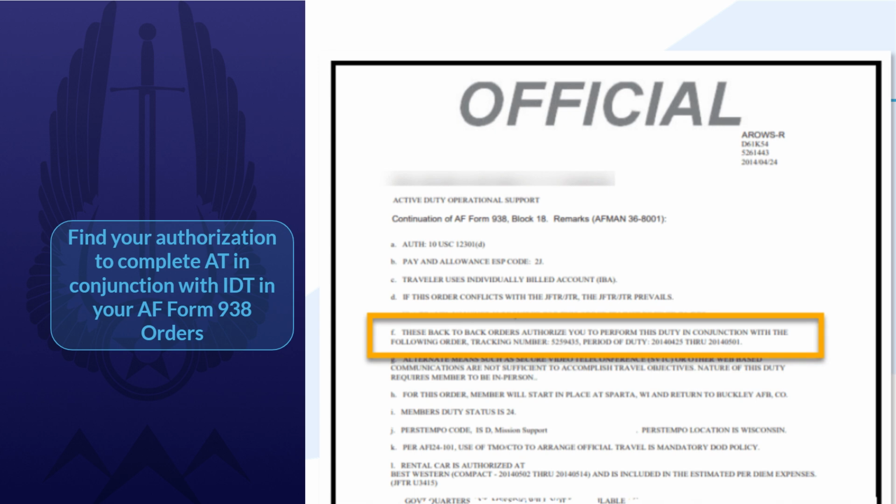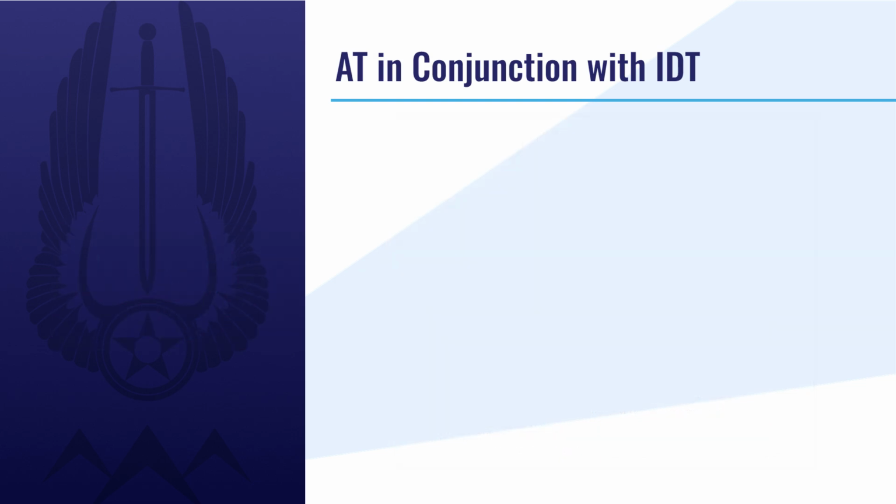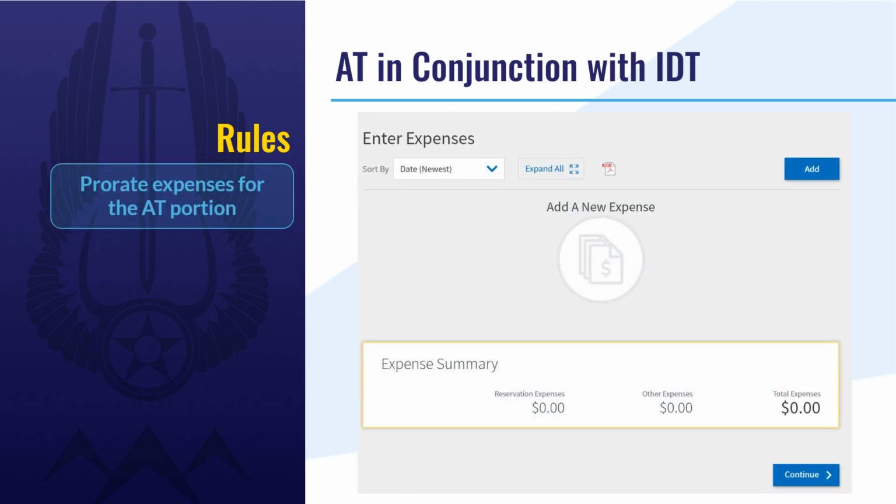Looking at letter F, you can see this IR has received authorization to complete these AT orders, back-to-back with IDT orders. For annual tour in conjunction with an active duty training, IRs should be familiar with these unique steps and rules. When you combine AT with IDT orders, you are allowed certain expenses on AT that are not reimbursable on IDT. So, you must prorate expenses for the annual tour portion. For example, if you use a rental car on AT and IDT duty, you are only allowed reimbursement for the AT days. You must prorate that rental car expense.